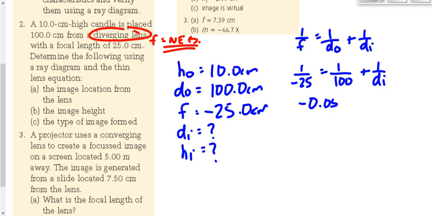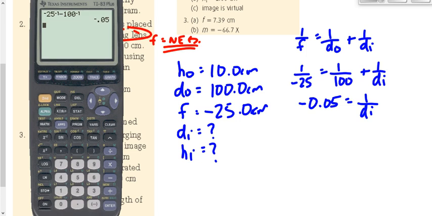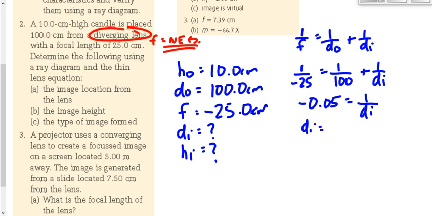But that's not DI. That's still 1 over DI. To solve for DI, I've got to swap places and end up taking the reciprocal of negative 0.05. So let's flip that over. 0.05 x to the minus 1 gives me negative 20. So there's DI, negative 20. That should actually be 3 digits, right? Negative 20.0 centimeters. Right away, we know where the image is, so A is done.